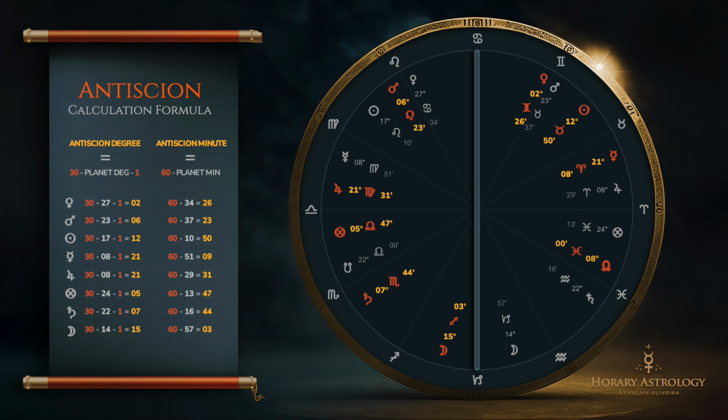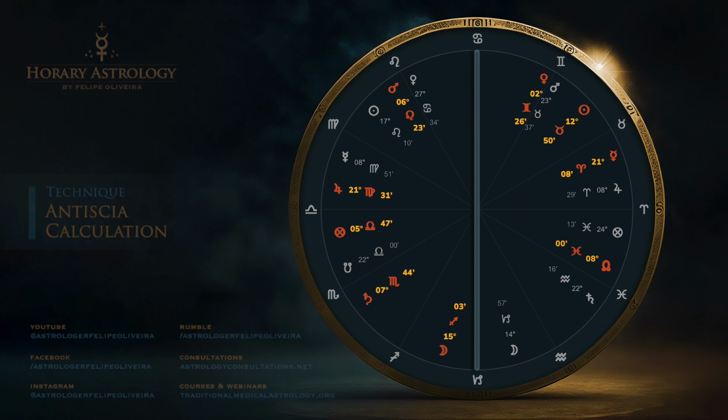So here we can have an overview of all the calculations we just performed. Now, with every chart you interpret, scan the entire chart for Antiscia and see if they fall on any relevant places. If they do, interpret them.